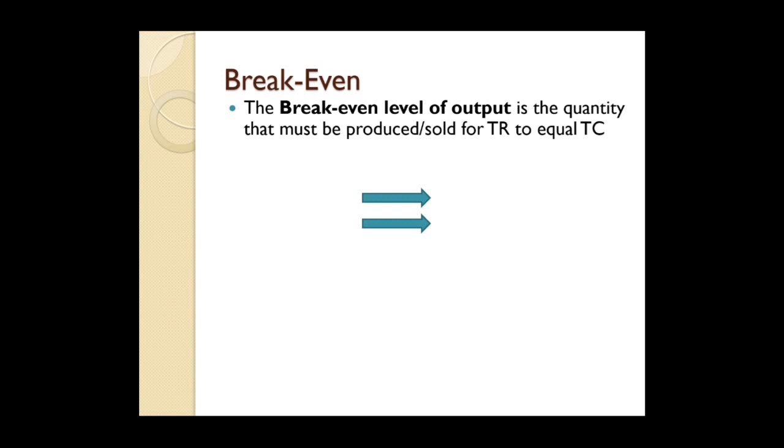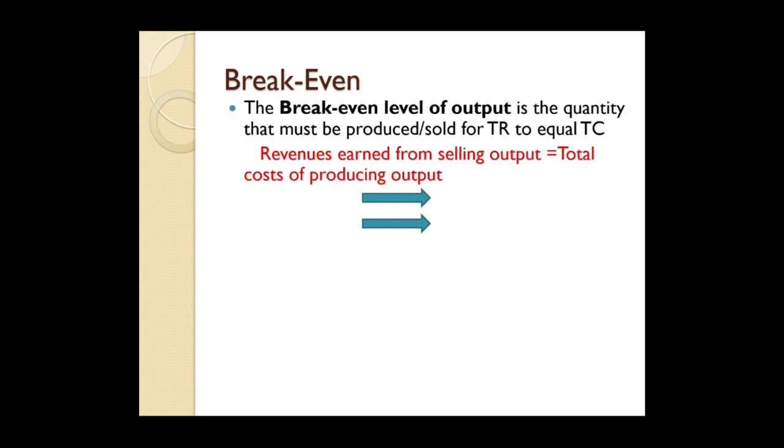So when you hear the break-even level of output, you are talking about the amount of output, the quantity that the business must produce or sell, so that the total cost of the business is equal to the total revenue. TR stands for total revenue. TC stands for total cost. So the revenue earned from selling output equals the total cost of producing the output.